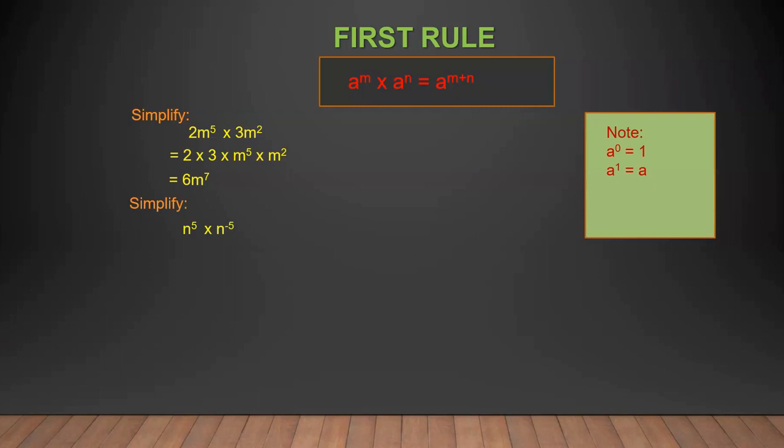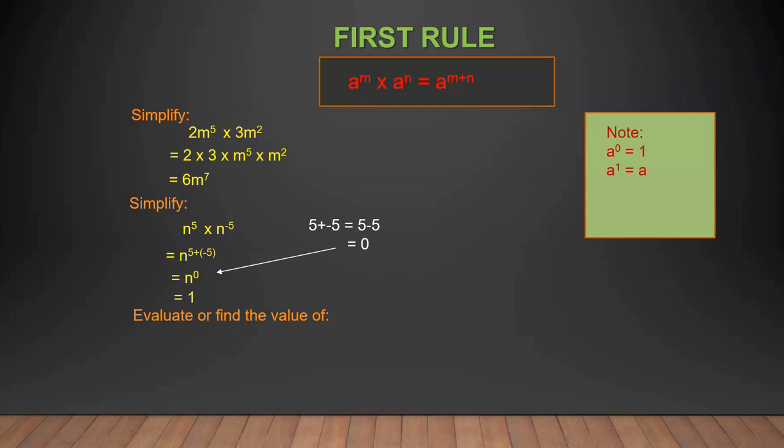If you are asked to simplify n to the 5th times n to the negative 5, you're going to copy the common base and then add the powers. Your powers are 5 and negative 5. So if you add them together, 5 plus negative 5, plus and minus means minus. So 5 minus 5 will give you 0. That means you will have n to the 0 power. And we know that anything raised to the 0 power is equal to 1.